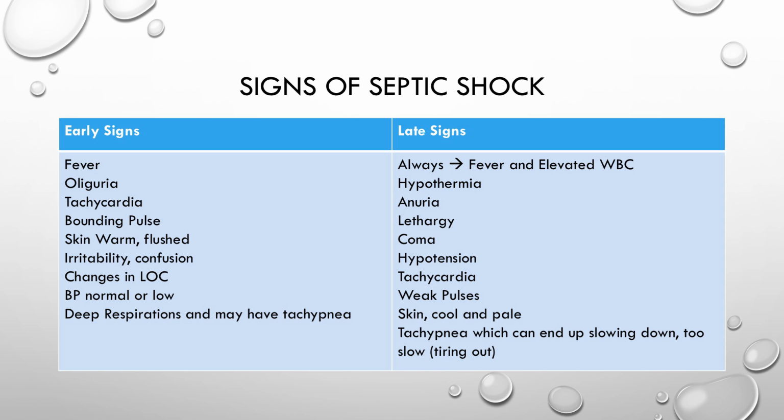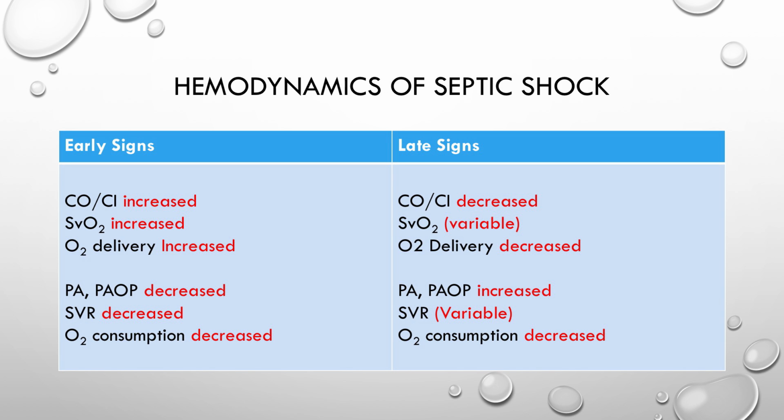So essentially, the early signs are not as serious, the late signs are a lot more serious. Some of the hemodynamics of septic shock is early and late. The early signs are when the body is trying to compensate. So you're going to have an increased cardiac output, increase in cardiac index, the SvO2 is increased, oxygen delivery is increased, your right atrium, your pulmonary artery, and your pulmonary artery occlusion pressure is decreased, your SVR is decreased, and your O2 consumption is decreased.